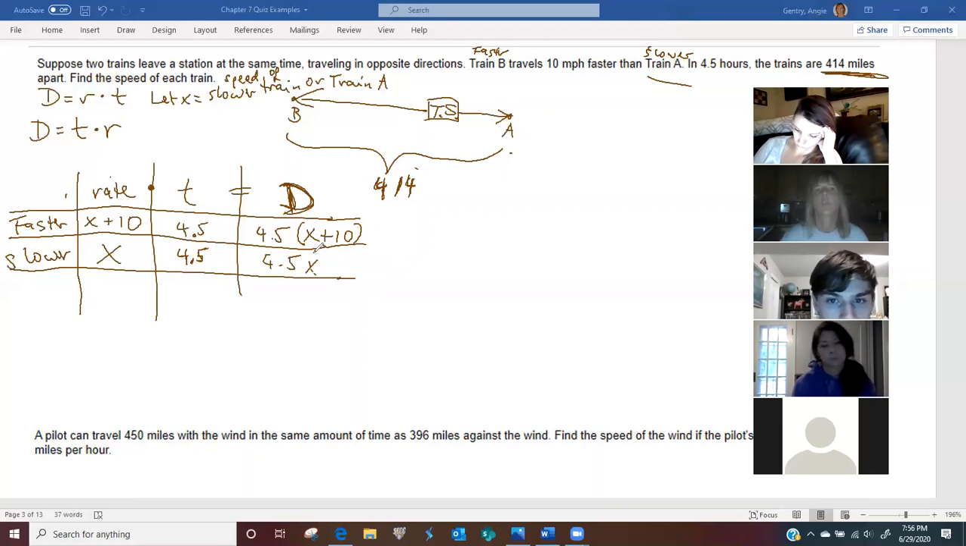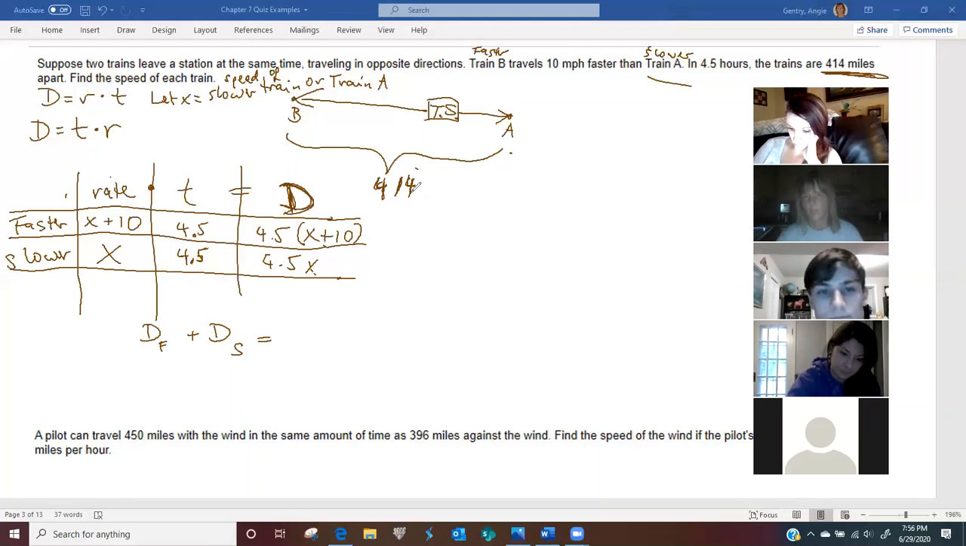And then you take and say, oh, and you can translate this: the distance of the faster plus the distance of the slower equals? 414. Exactly. You see it? And that's why I like that picture. Sometimes they say they go in the same direction, you know, so this is the 414. You see? Distance of faster plus distance of slower is 414.